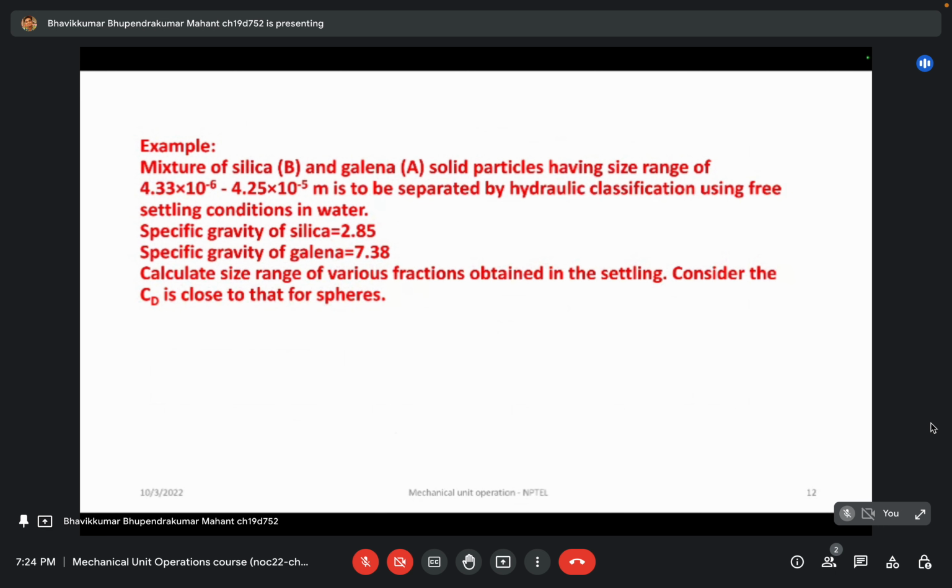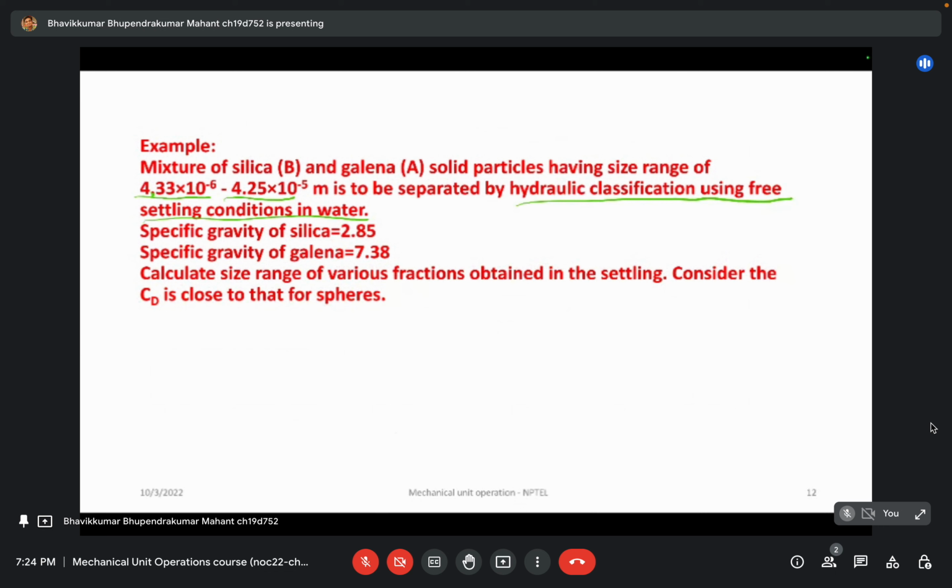A mixture of silica and galena solid particles having the size range of 4.32 into 10 to the power minus 6 to 4.25 into 10 to the power minus 5 meter is to be separated. This is the lower particle size and higher particle size to be separated by hydraulic classification using free settling condition in water. Now we have galena as well as silica solid particles.